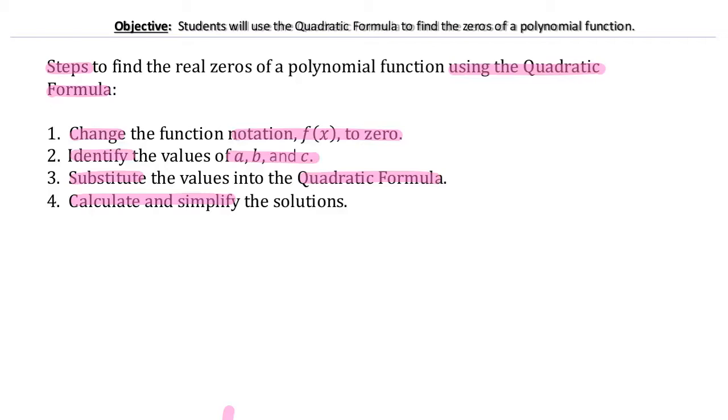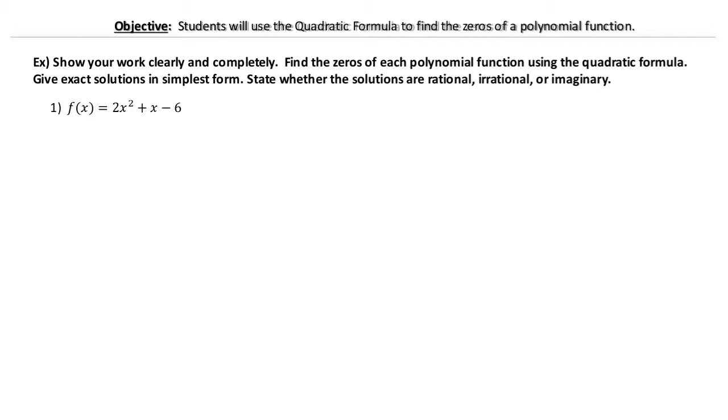If we look at our first example, this is already on your paper, so you don't have to copy it down. The directions say show your work clearly and completely. Find the zeros of each polynomial function using the quadratic formula. You need to give exact solutions in simplest form. And then you need to tell me whether the solutions are rational, irrational, or imaginary. But again, for the purpose of this class, we're not going to be looking at any imaginary values, okay?